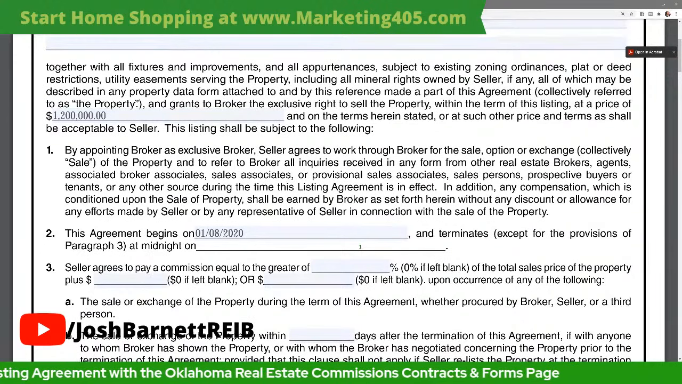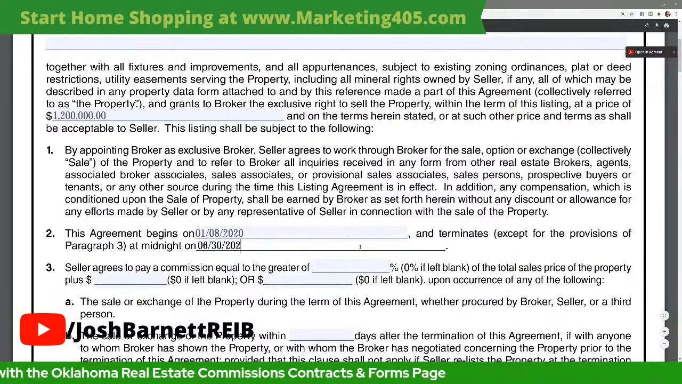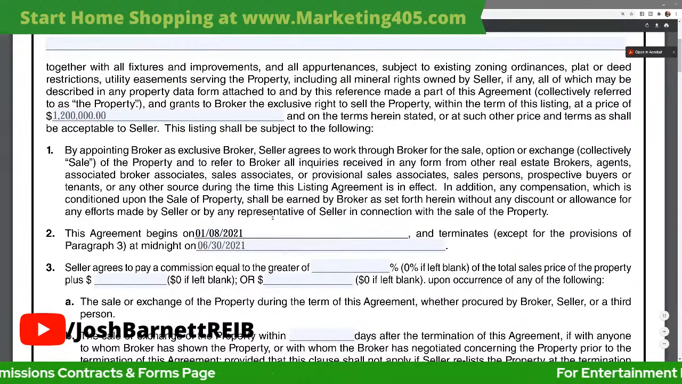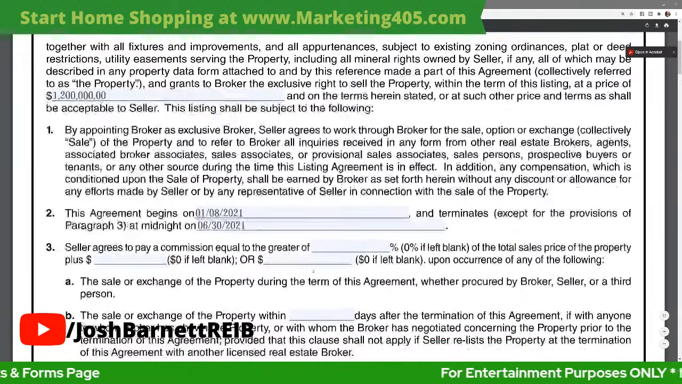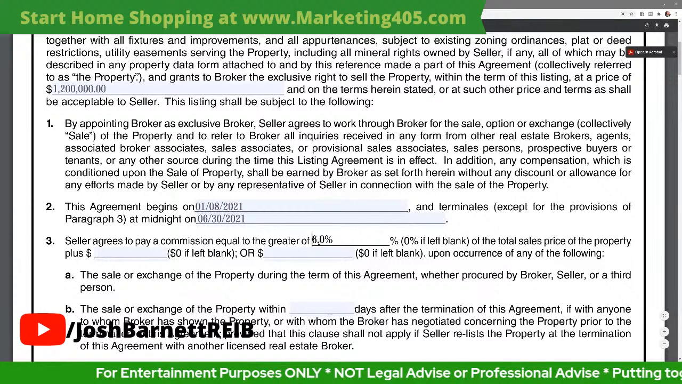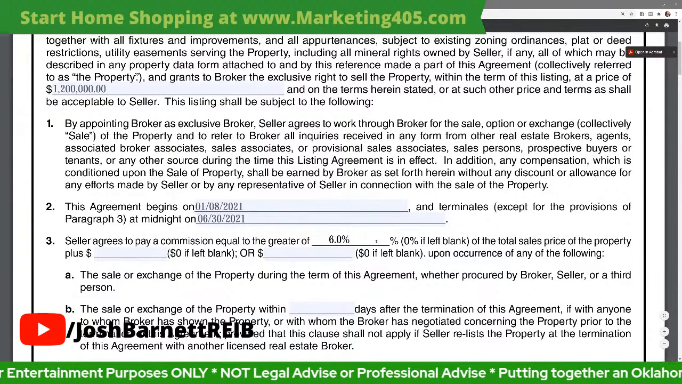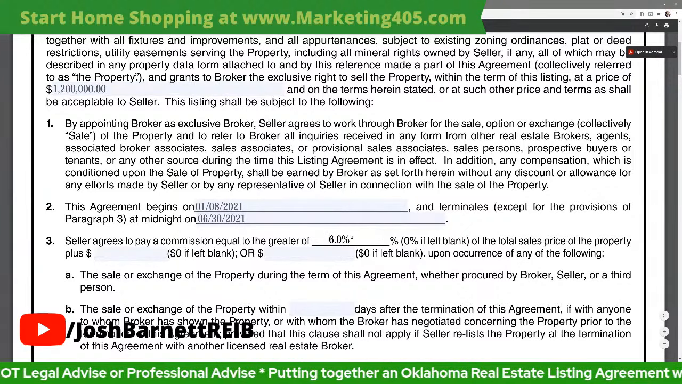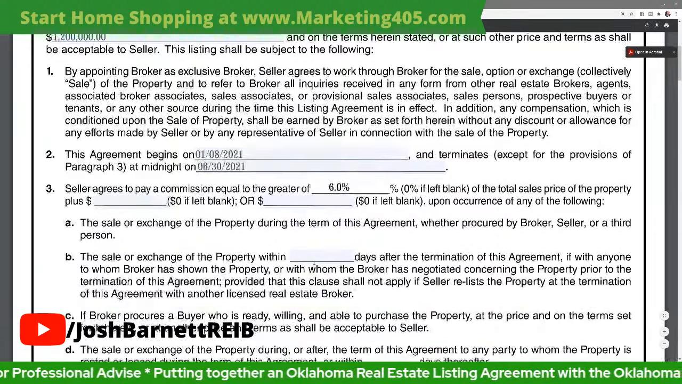So let's just say 06/30/20. I already did it. 2021. So 6 months, commissions of 6%. And these commissions are paid to the listing agent. And then the listing agent offers whatever the listing agent offers to the selling broker, typically from this amount that's offered to the listing agent.